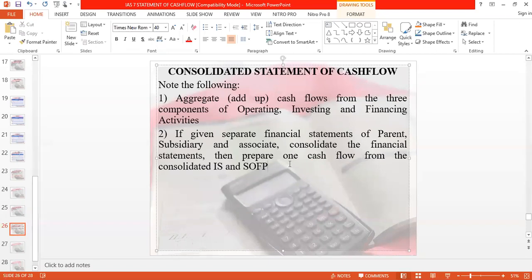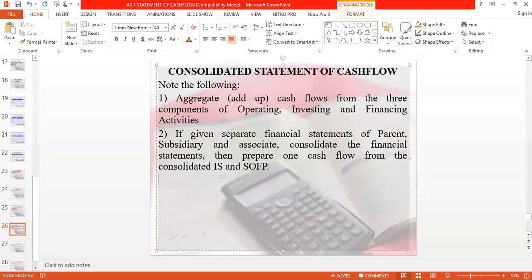What am I saying? If given separate financial statements, but this is very rare. I see this common in AFR. You will meet it next semester if you pass this. But just in case, sometimes the examiner is unpredictable. So just in case it is asked, if given separate financial statements of parent, subsidiary, and associate, consolidate the financial statements. You know how to do consolidation from the topic consolidation. And then prepare one cash flow statement from the consolidated income statement and statement of financial position. So that is the second point.